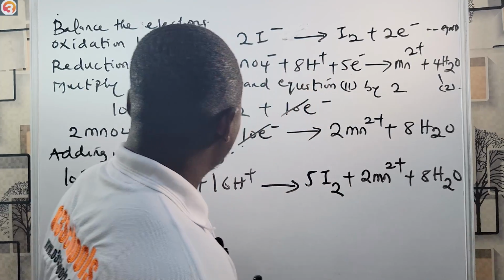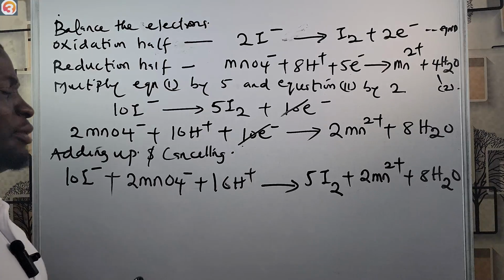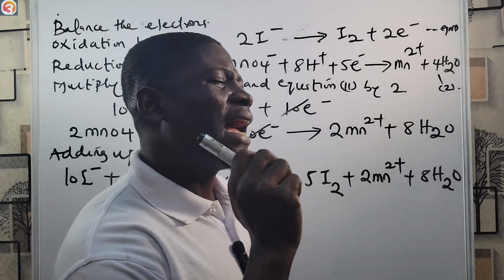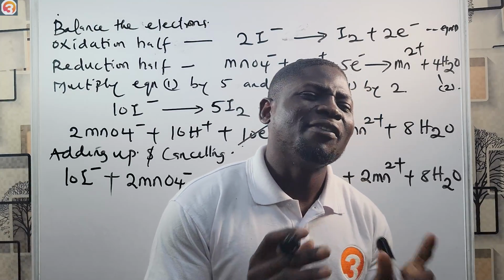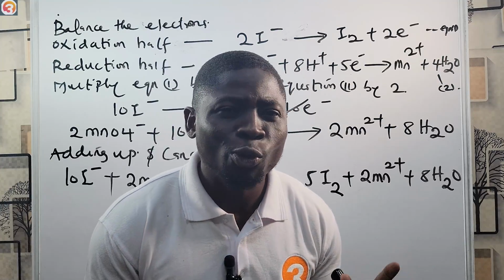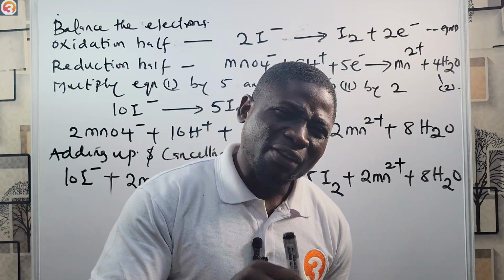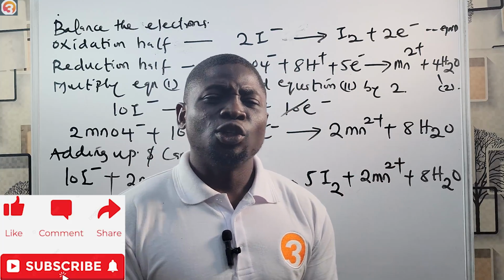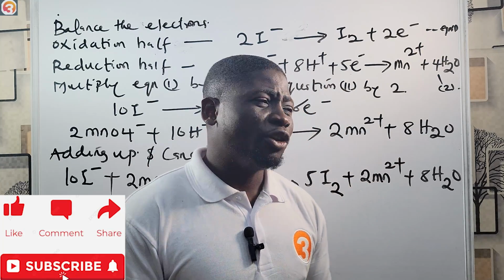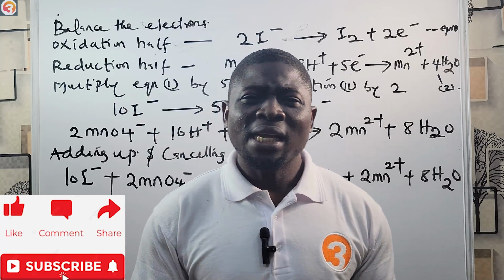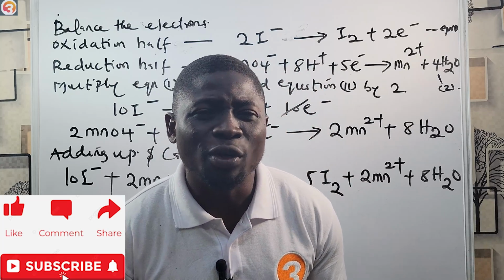All right. So now that is that. So this is balanced in the acidic aqueous solution. But how do we know? After getting this, should we just rest? No, we don't rest. You have to check for balance. And how do you check for balance? You add up the charges on the left, add up the charges on the right. If they are equal, then the equation is balanced.